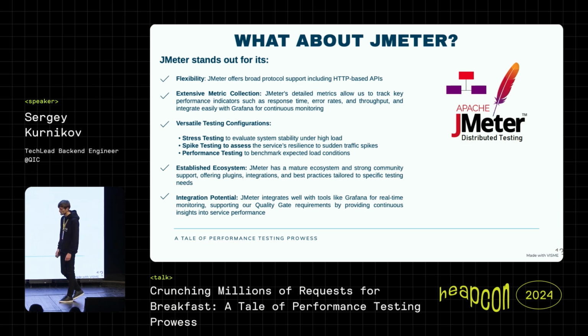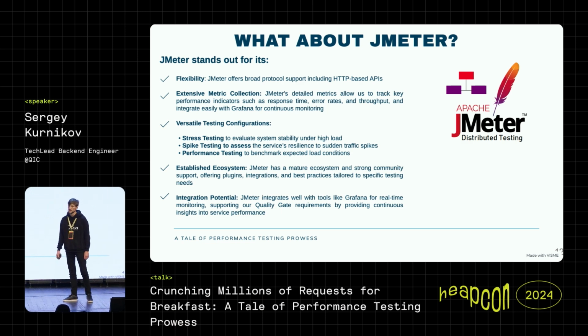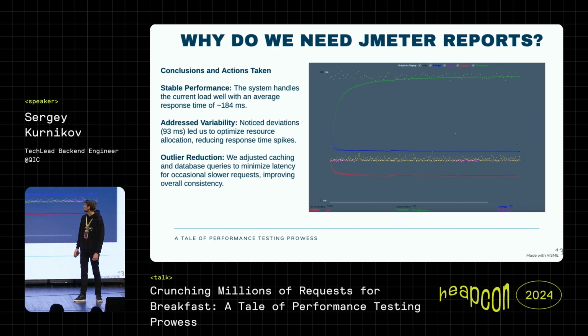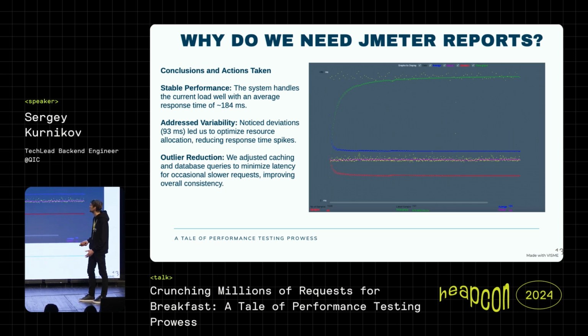It's no problem to integrate JMeter into your CI/CD, continuous integration, and fetch results very quickly. It's a very common chart. You can see here that the system is stable, and you can see yellow points where you can understand that you have some problems with your data, and we adjust caching and database queries and minimize our latency.